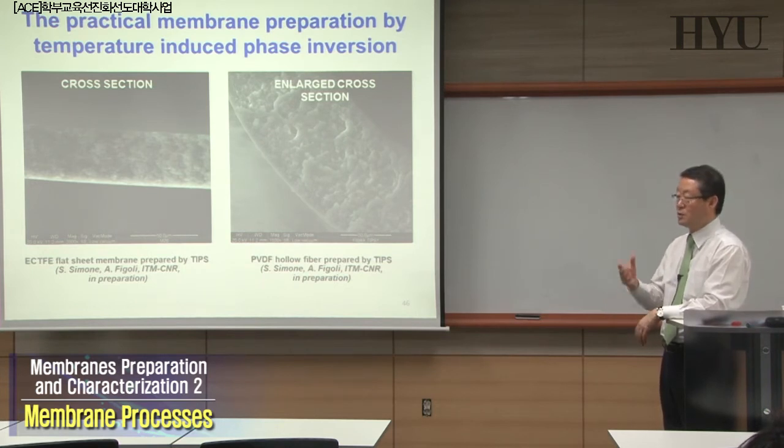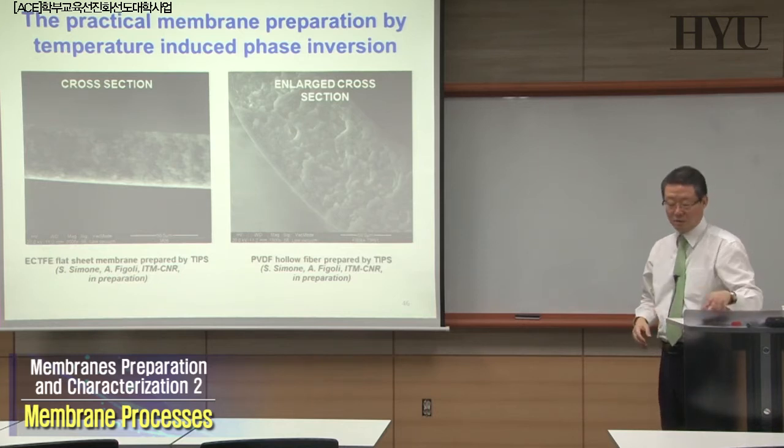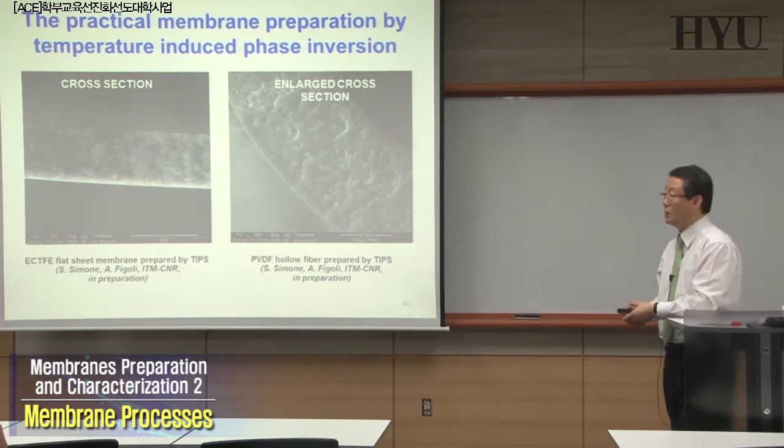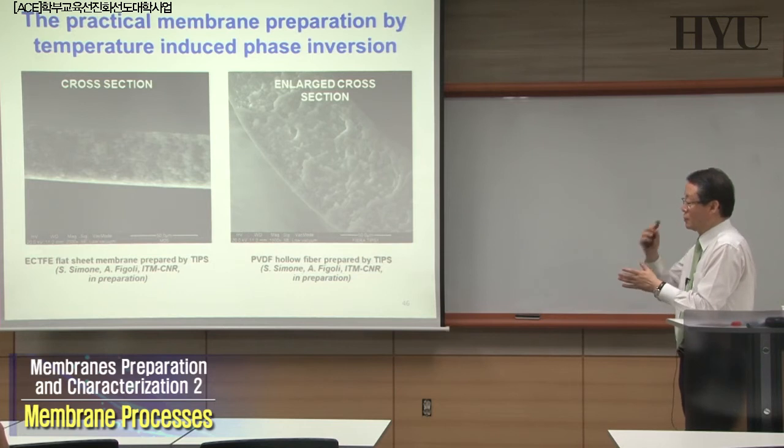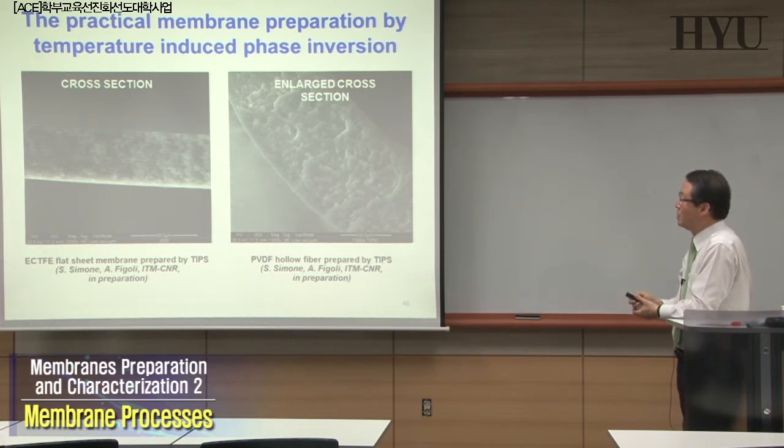What they have done was they spin the hollow fiber with the TIPS at high temperature, and also they use a NIPS process. The NIPS process makes the porosity, and the mechanical strength is induced by the TIPS process. So the NIPS and TIPS combination is very typical in the industry.